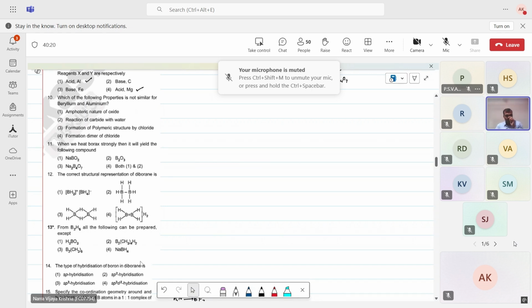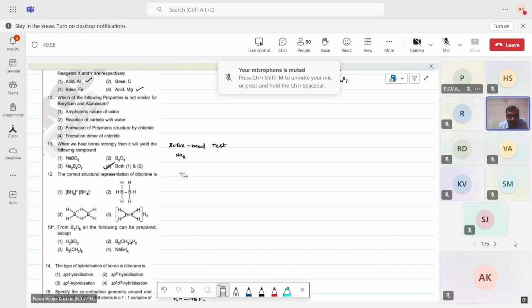Next, leave this. Question number 11. When we heat borax strongly, it will yield the following compounds. What is that compound? Both B2O3. Borax on heating strongly, what is this test? Borax bead test. Do you remember? Yes, sir. So what will you get? A glassy bead. Both 1 and 2. So the answer must be both 1 and 2.